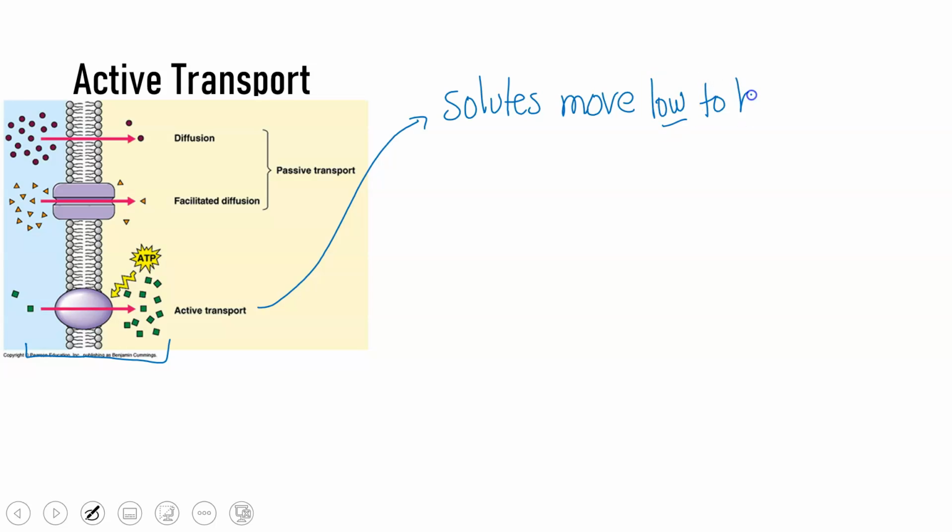But then let's take a look at active transport. Now, if you look at our diagram of active transport, there are some very different things about active transport. One is that the solutes move from a low concentration to high concentration. Because of this, active transport requires energy.